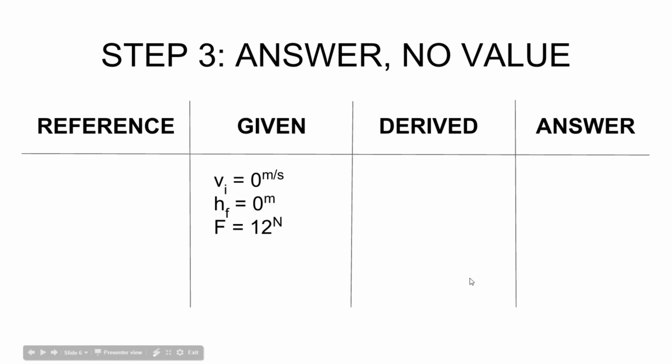Step 3 is to write the answer but no given value. So come up with a symbol and a unit for it. Sometimes you may choose to change the unit later, but just put a guess down as to what kind of unit you'd need.